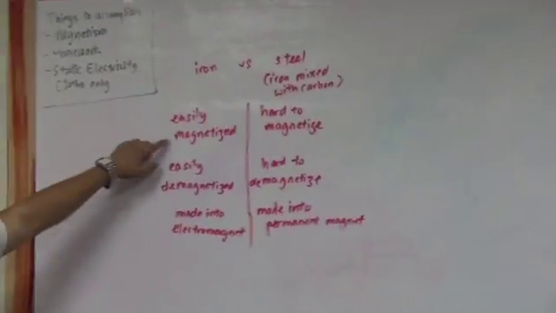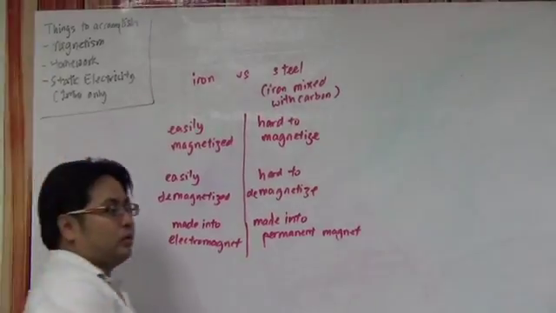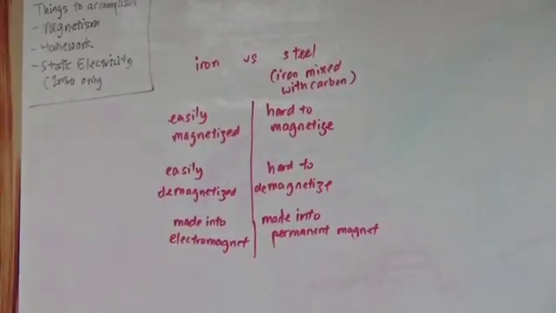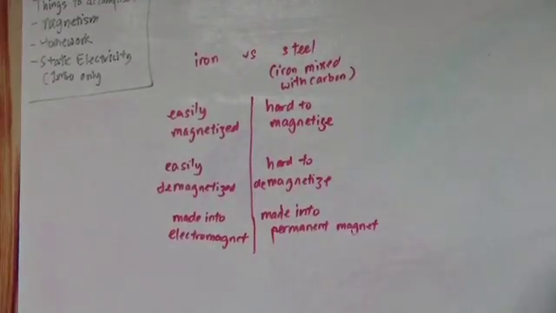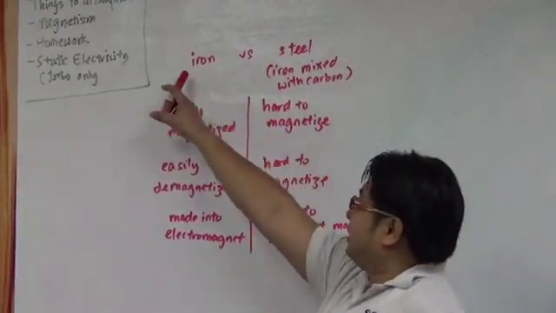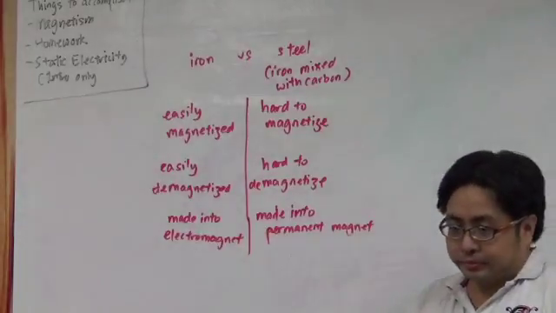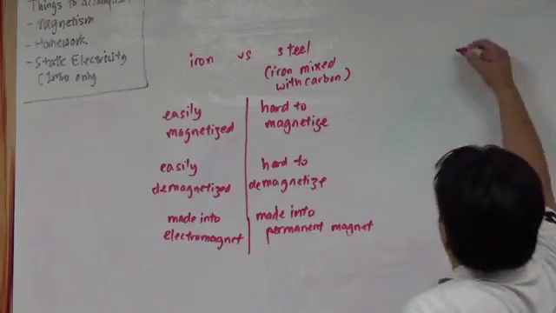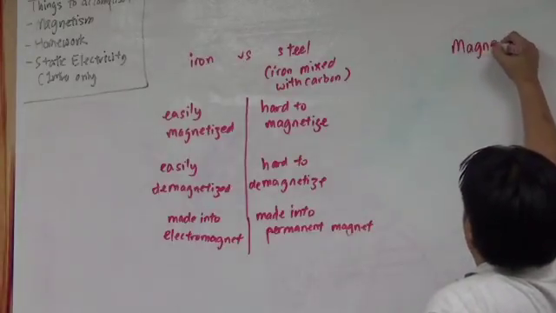Okay, we're going to compare two different materials, iron and steel. Here it says that iron is easily magnetized. What does easily magnetized mean? It's very easy to turn into a magnet. So how do you actually magnetize it? Stroke the magnetic material.